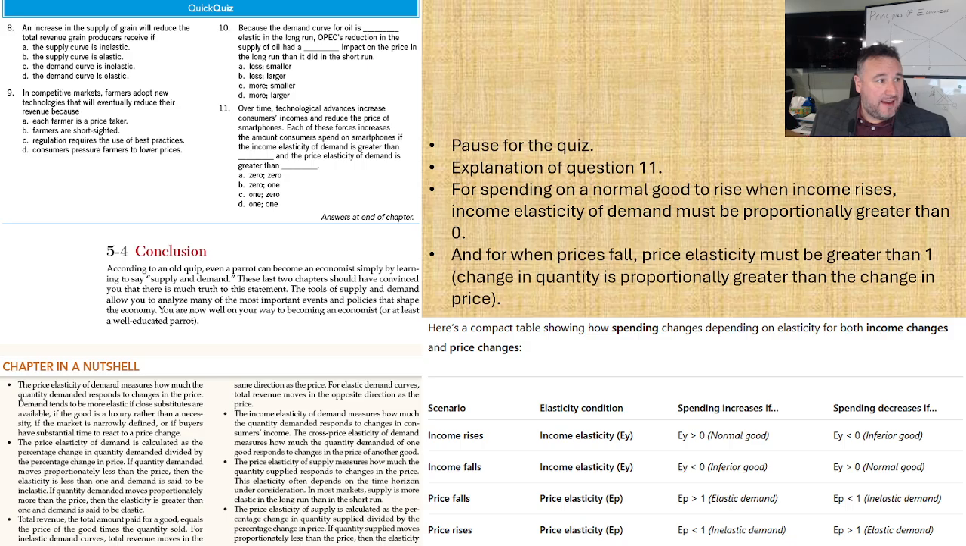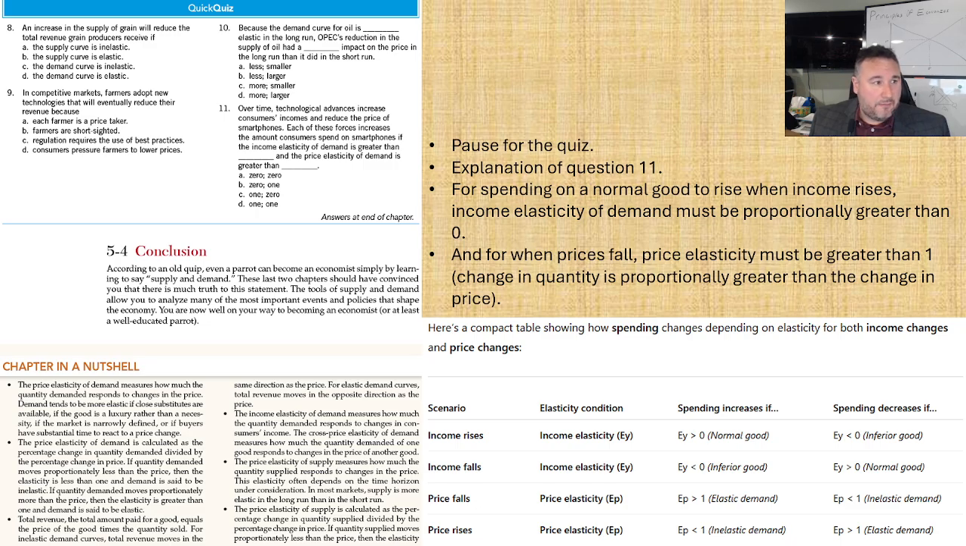Okay, for question 8, an increase in the supply of grain will reduce the total revenue grain producers receive if C, the demand curve is inelastic. And for foodstuff, that's typically the case. Remember that increasing the supply when there's inelastic demand will lower the price while increasing the supply, but in the end TR goes down for the suppliers.